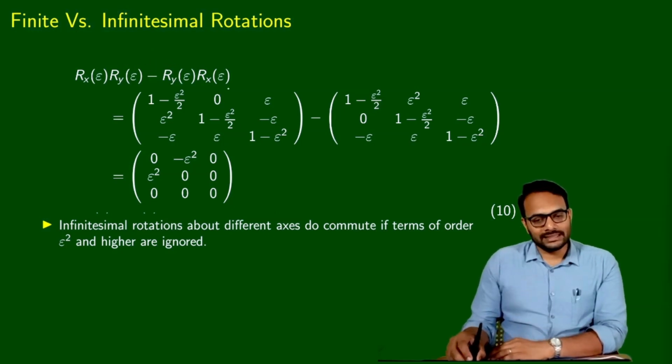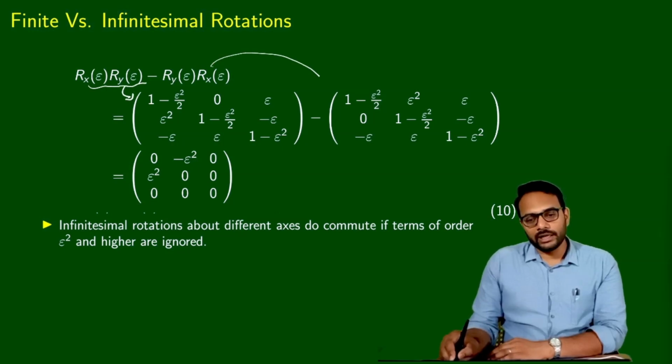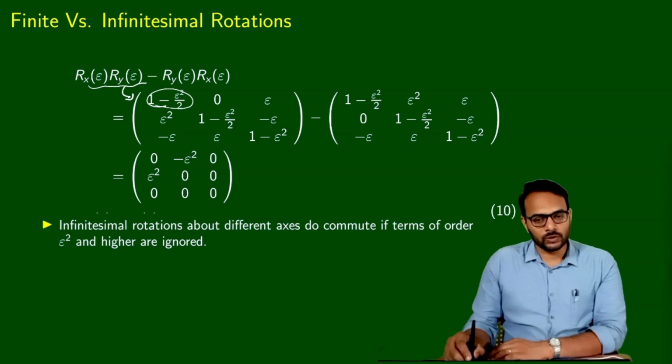But we can check. We have these matrices. Rx of epsilon, Ry of epsilon is given here. Ry of epsilon, Rx of epsilon is given here. Just subtract and you see that the first term is 0: 1 minus epsilon square divided by 2 minus 1 minus epsilon square divided by 2, that's 0. The second term, 0 minus epsilon square, is minus epsilon square. In the same way, you can find the other elements of this matrix, and you get this square matrix.